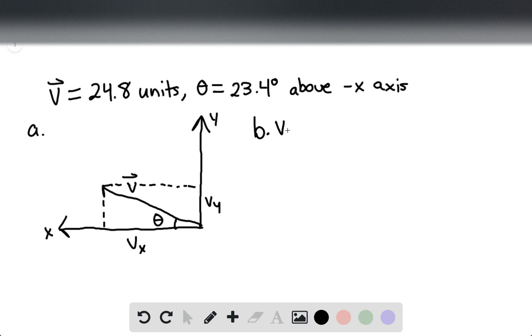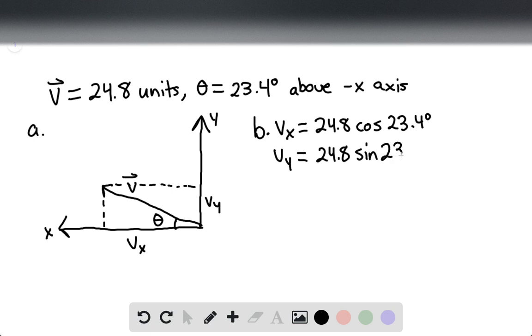So we can say that Vx will be equal to 24.8 cosine of 23.4 degrees. And then V sub y is going to be 24.8 sine of 23.4 degrees. And this is going to be equal to negative 22.8 units. And then for the y, it'll be 9.85 units. Again, this x component is going to be negative because we're in the second quadrant, which means y will be positive, x will be negative.